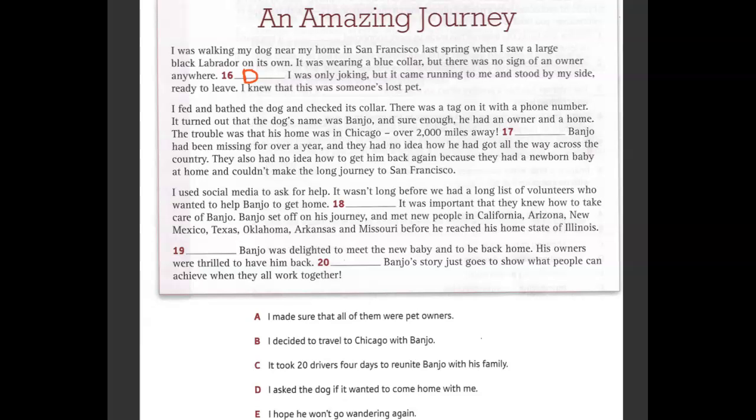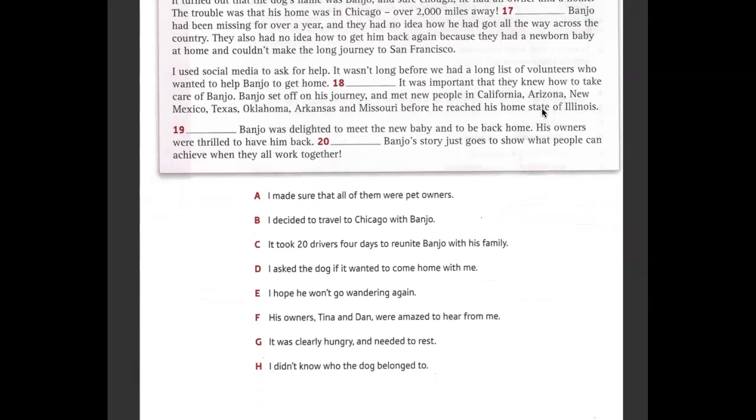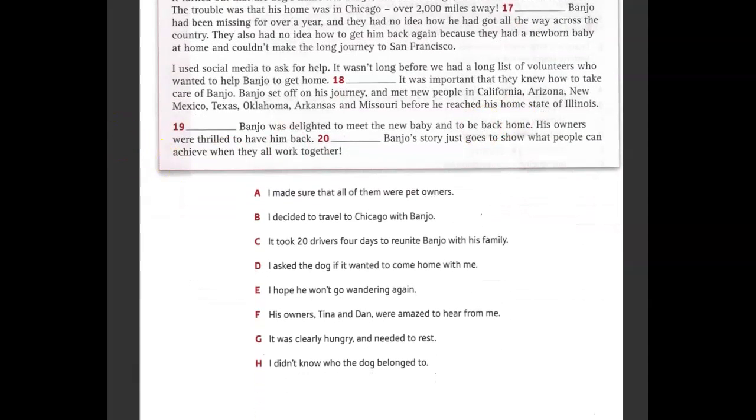Okay, so let's continue with the next missing gap. I'm not paying attention to details because I have to concentrate on the gap. It says he had an owner and a home. The trouble was that his home was in Chicago, over 2,000 miles away. Banjo had been missing for over a year, and this is the gap. So let's see what are some possible answers. Remember that since these are already taken, this is not an option for us.